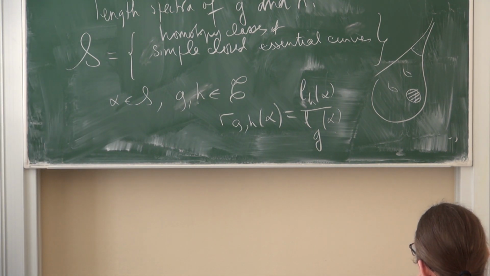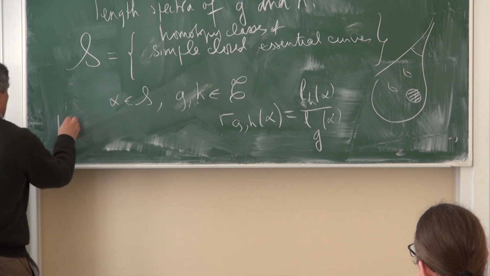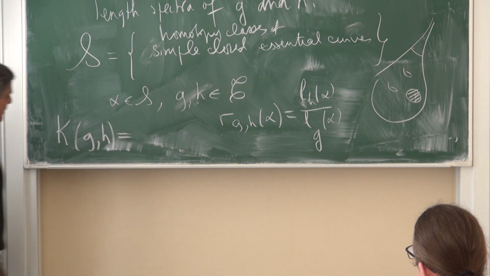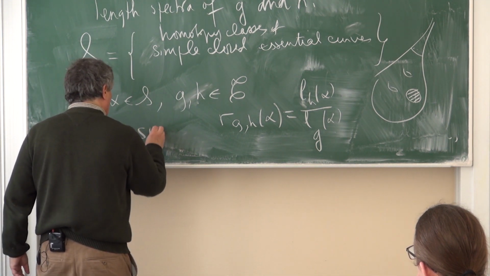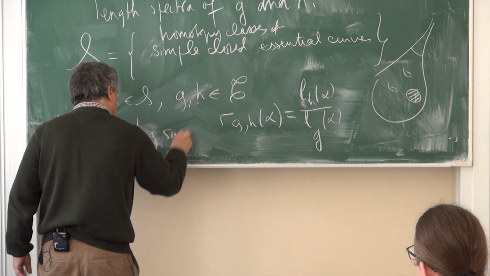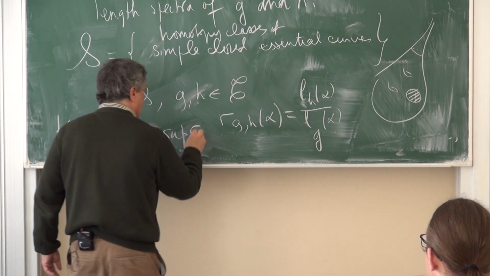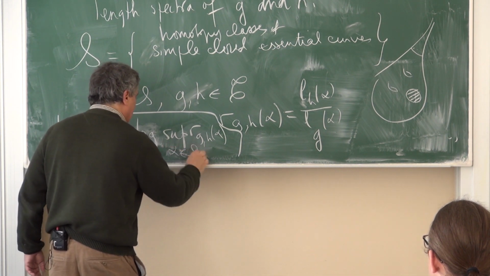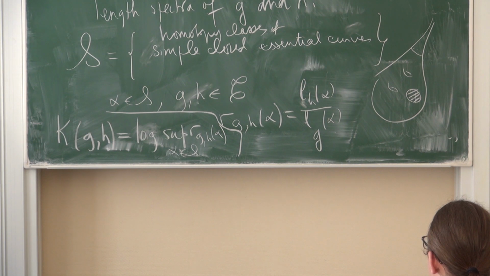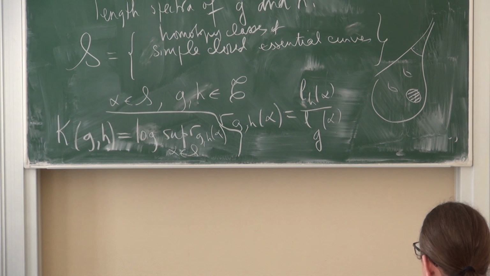And then, well, I define K(G,H), given two hyperbolic structures or elements in Teichmüller space, G and H. This is, let's say, the log of the supremum of R_GH of alpha, the supremum for alpha in S. I take the supremum of all these ratios over all simple closed curves, and then I get a quantity which I denote by K, and the result here, this is a theorem.